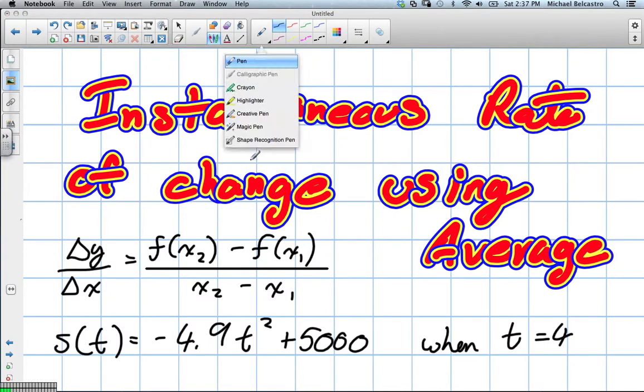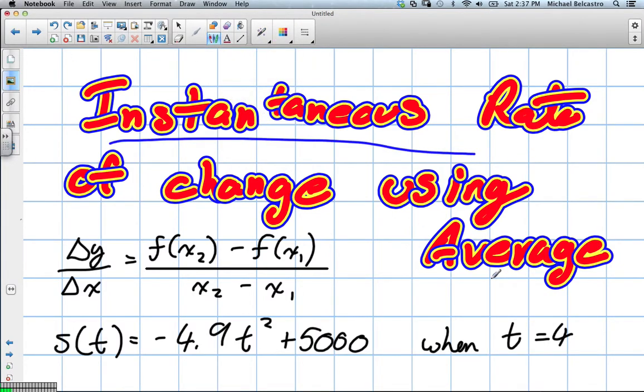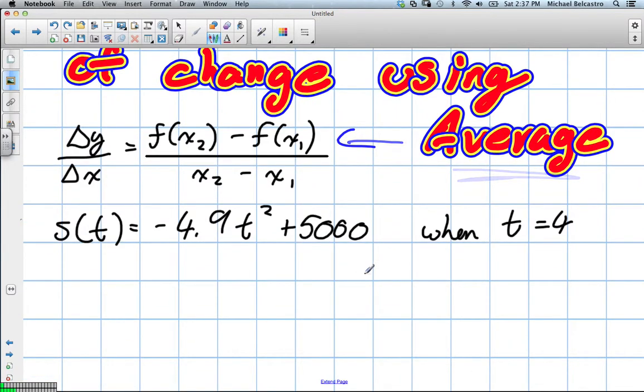Okay. Again, we're going to do instantaneous rate of change, but this time we're going to use a formula that's a little different. The average rate of change formula we're going to use, and what we're going to do is use preceding and following intervals to solve this. Now this question is the exact same one as we've just done.